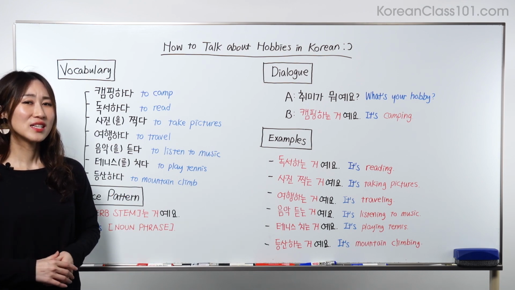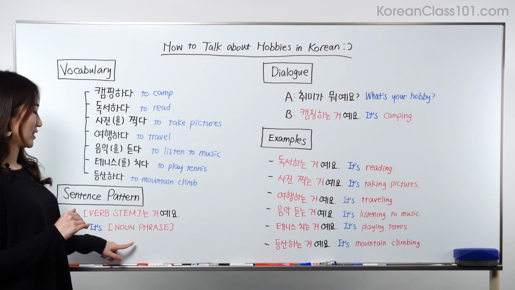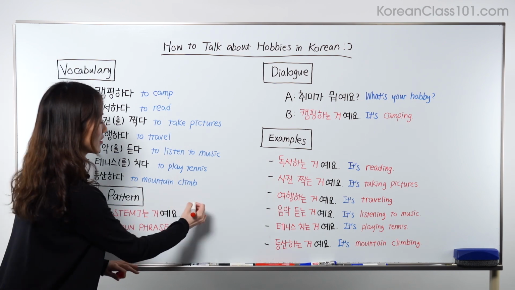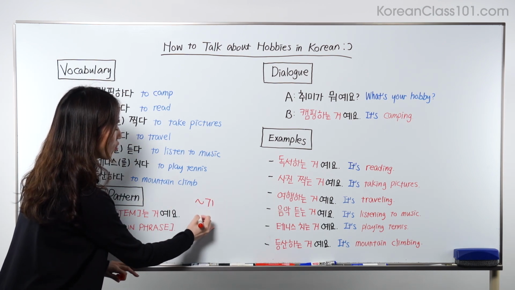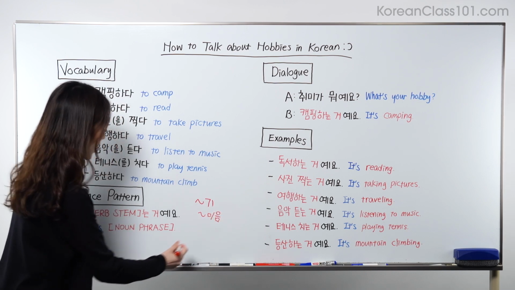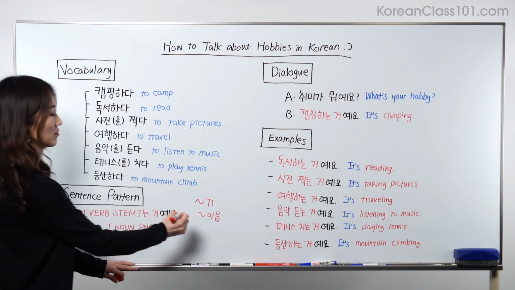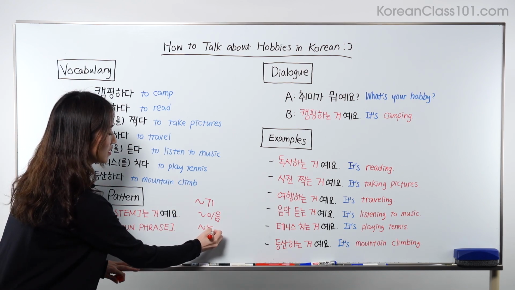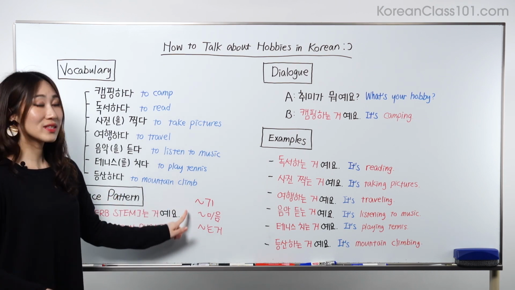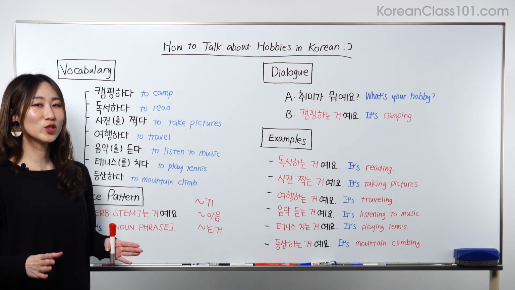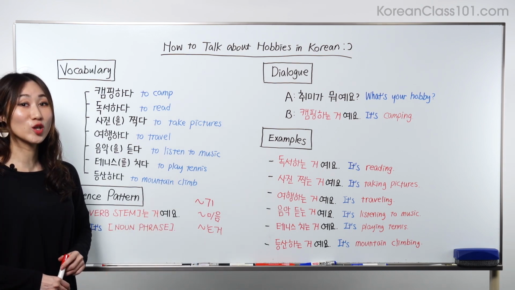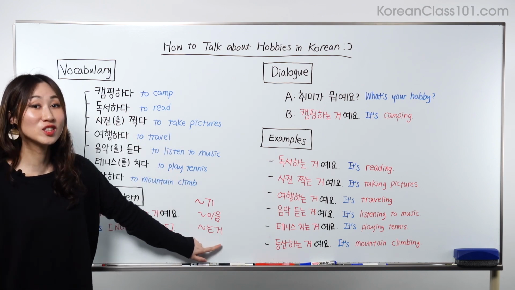And there are several ways to make the noun phrase, the noun form. For example, there is 기 or 미음, and the other form is 는 거. There are several forms, but among these, 는 거 is the most commonly used, and that's why we chose this one. So let's see how you can conjugate a verb with the 는 거 form.